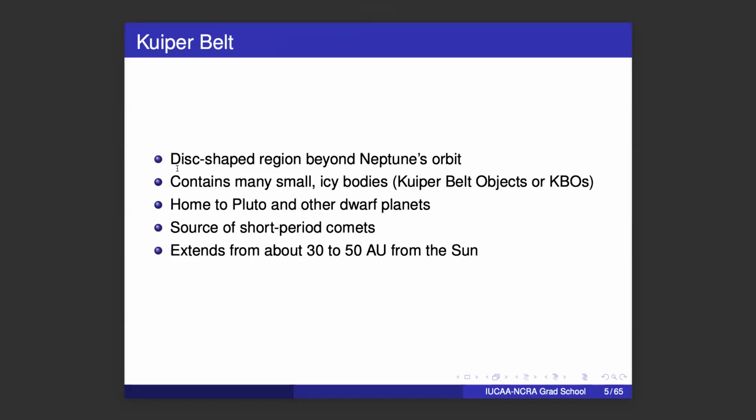So eventually, due to some perturbation, likely due to Neptune or one of the other outer gas giants, some piece of rock gets pulled into the solar system, and then it becomes a short period comet. It extends from about 30 AU to about 50 AU from the sun. AU, remember, is the astronomical unit. It's the mean Earth-Sun distance.